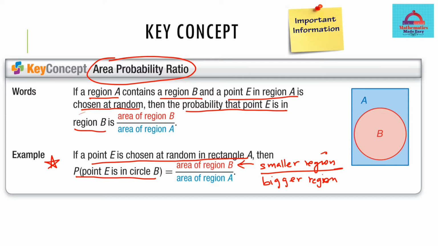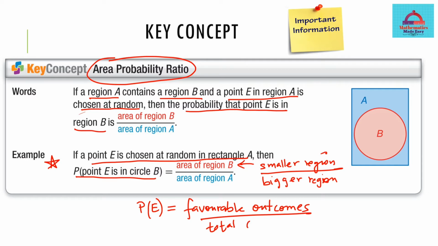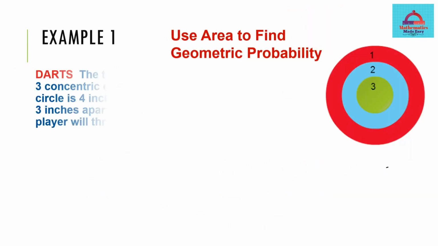Now this is coming directly from the last session where you had seen the formula for probability of an event E. So you will have the favorable outcomes and you divide them by the total outcomes. So that is how you have the smaller region divided by the total or the bigger region. So this is going to be our key concept. Let's see how we use this for solving examples and questions.